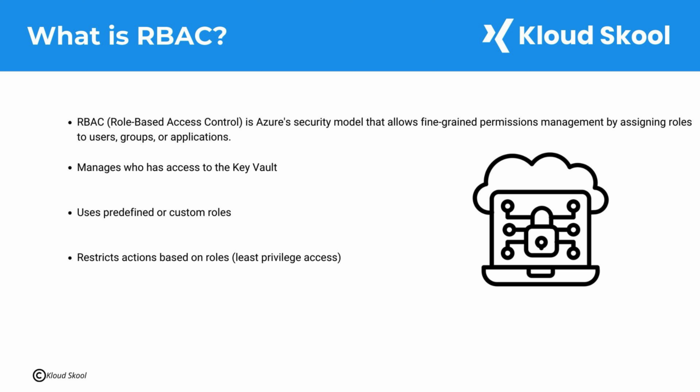We can manage who has access to the resources, we can use predefined or custom roles, and we can restrict actions based on roles, which means we are going to be following the least privilege access. So instead of granting broad permissions, the role-based access control is going to ensure that each user or application gets only the permissions they need. And this is the recommended way to control access to your resources and not just the Key Vault.